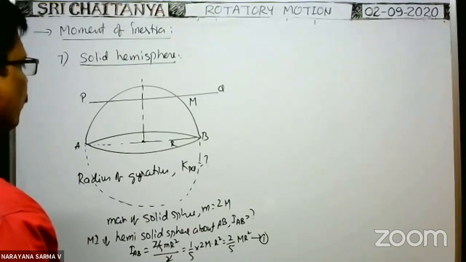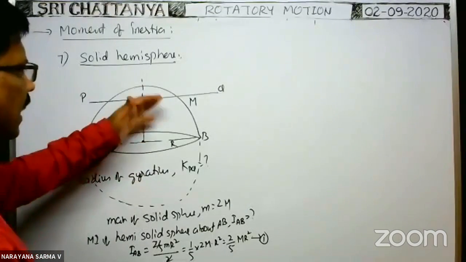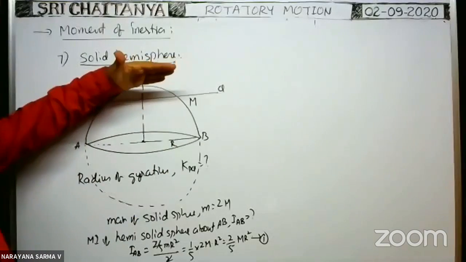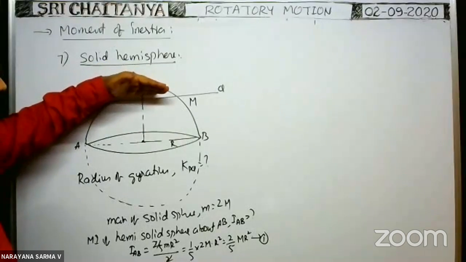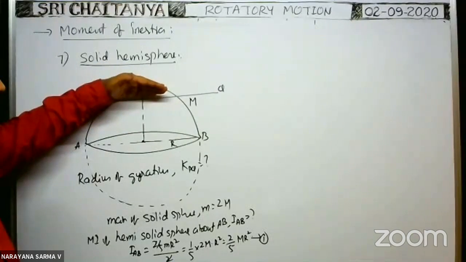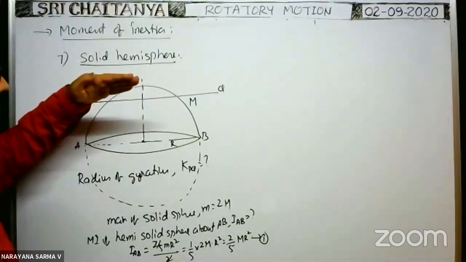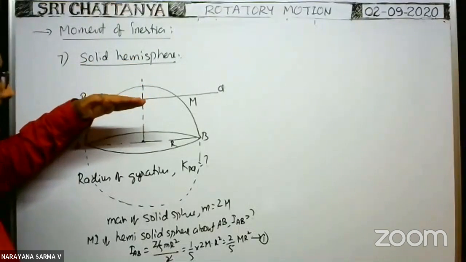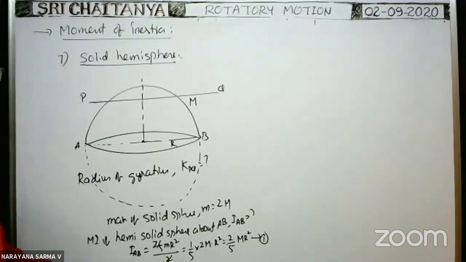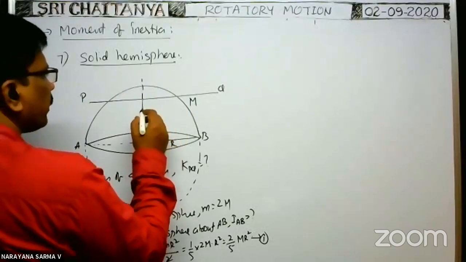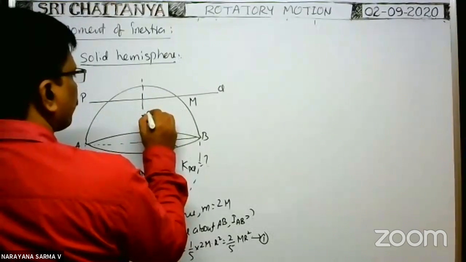Now, is it the axis passing through the center of mass or center of gravity of the hemi-solid sphere? In order to find the moment of inertia of the hemi-solid sphere about this axis PQ, if you know the moment of inertia about an axis passing through the center of mass, then we can find the moment of inertia about this axis. But in the case of a hemi-solid sphere, the center of mass lies somewhere here.